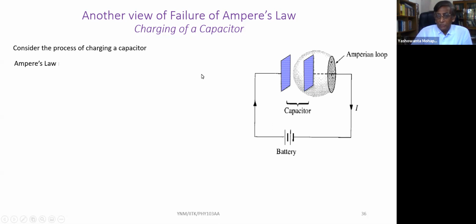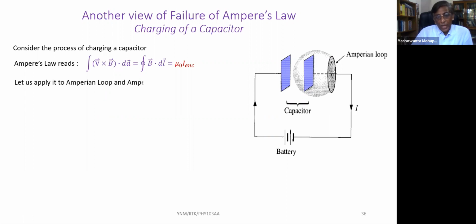So Ampere's law would read then, the integral of B dot dL is mu naught I enclosed. This should always be true. All right. So let us apply it to Amperian loop and Amperian surfaces. I have now two surfaces. Okay. One surface, let's call it S1, is just this flat surface on this Amperian loop. And let there be another surface which has the same boundary, but it is like a balloon like that.